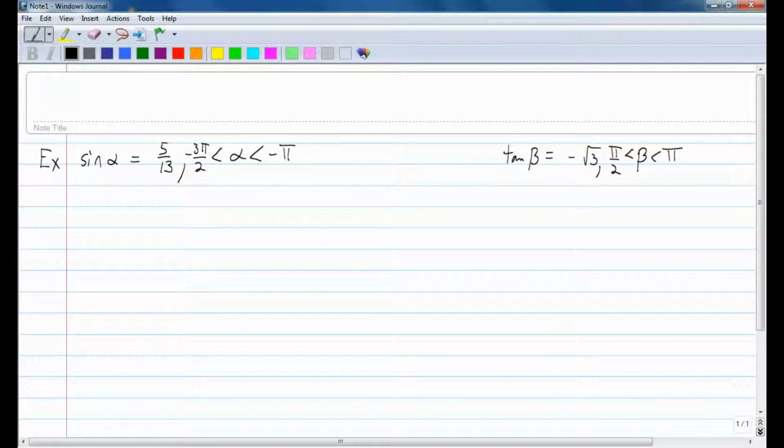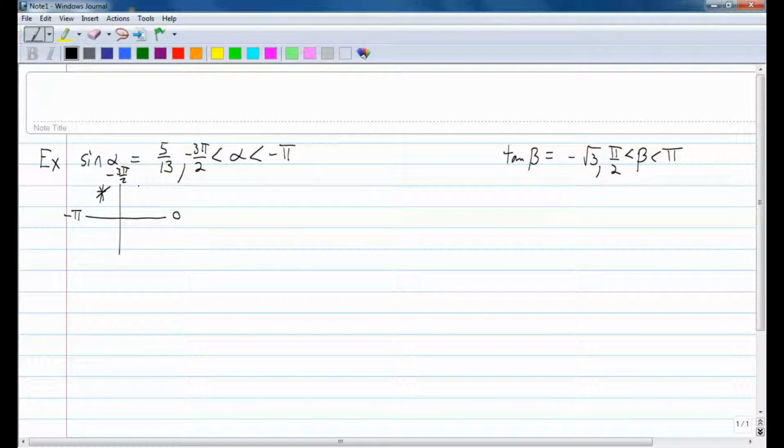So we need to figure out x, y, and r for alpha. The first thing you need to do is figure out which quadrant this is in. Negative 3 pi over 2, so alpha is greater than that and it's less than negative pi. If this is 0 and we go clockwise, this would be negative pi over 2, and this would be negative pi. This would be negative 3 pi over 2. So if alpha is greater than negative 3 pi over 2 and less than negative pi, then it's got to be here in the second quadrant.